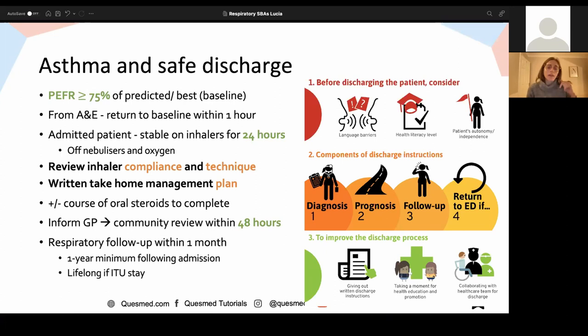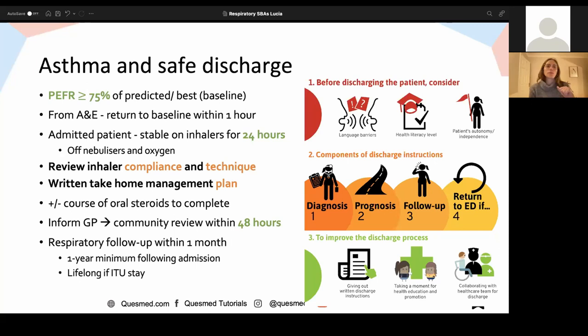So they should be off oxygen and off nebulizers for 24 hours if that's what they needed. Like we mentioned, you should always check the compliance and the technique, and they should have an updated asthma management plan, so they're personalized. I know definitely in pediatrics, asthma nurses are very, very good at making sure this gets done, but lots of hospitals will also have asthma nurses or respiratory nurses that will go through this with patients and through their technique.